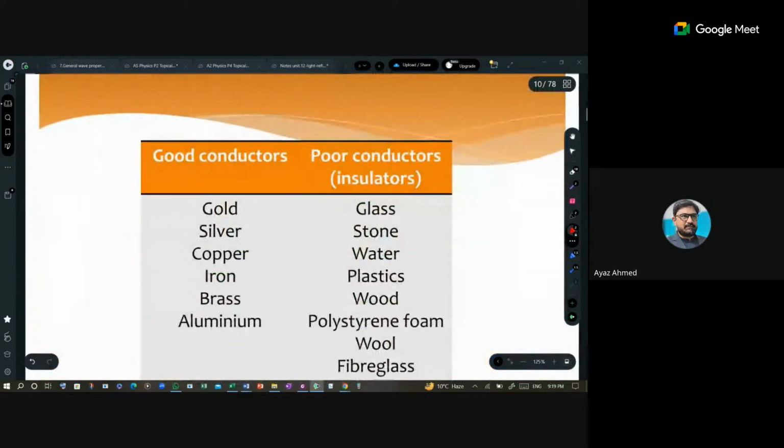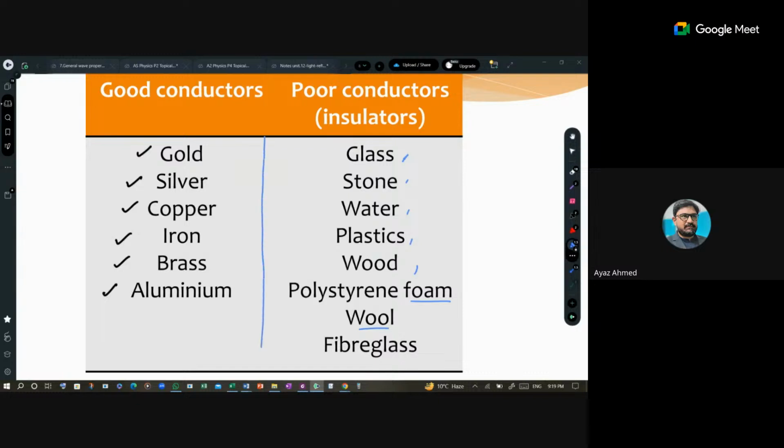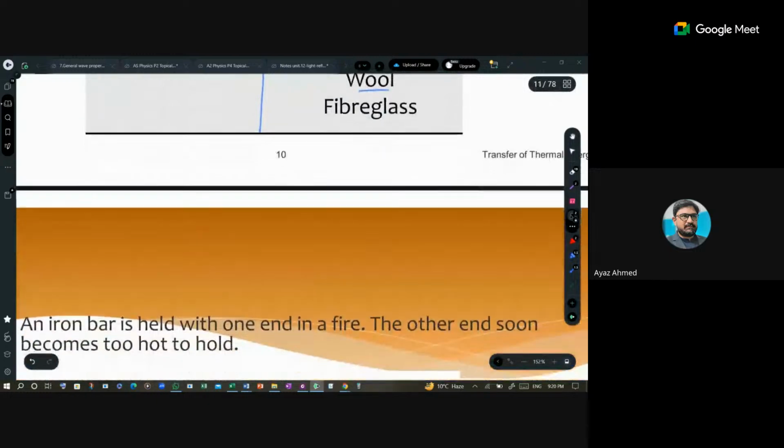Okay. So here is a list of some poor conductors and some good conductors. Gold, good conductor, silver, copper, iron, brass, and then aluminum. This is the list, not the order. Remember this. Then glass, stone, water, plastic, wood, polystyrene, foam, wool, fiberglass. They are all non-conductors, poor conductors. That's why they are used as insulators. In my last lesson, I told you where we use these insulators and where we use these conductors. So this was the list.